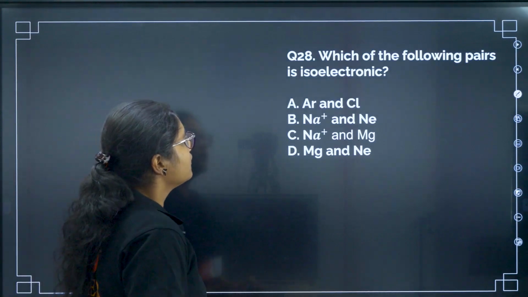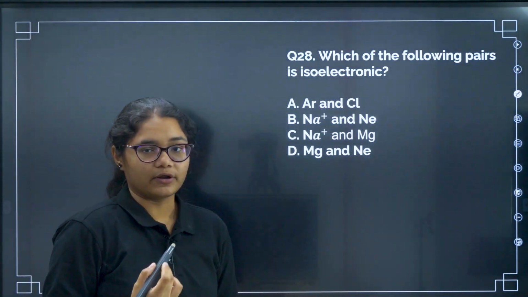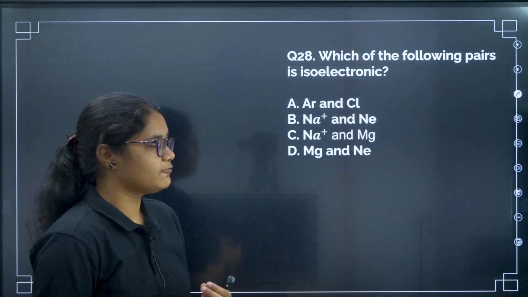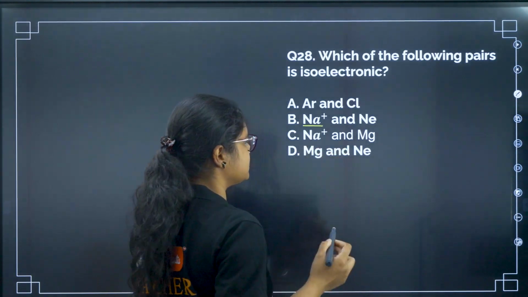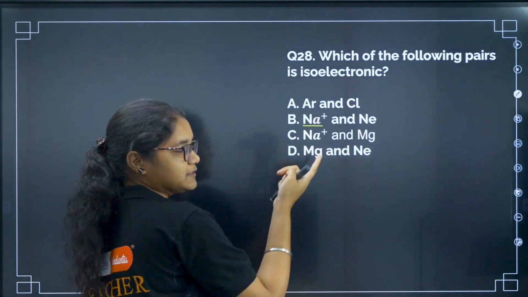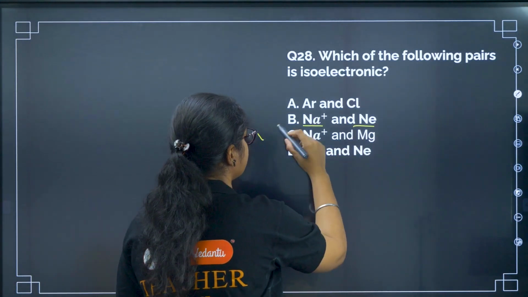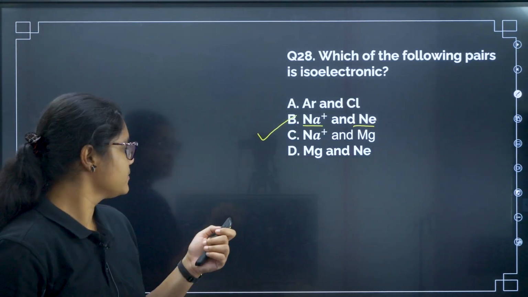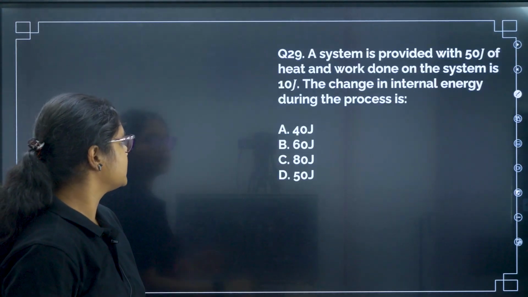Which of the following pairs are isoelectronic? What is the meaning of isoelectronic? Same number of electrons. You can see sodium has 11 electrons, Na plus means 10 electrons, and neon is also 10 electrons. So the correct answer is option B. This is a very easy and direct question.